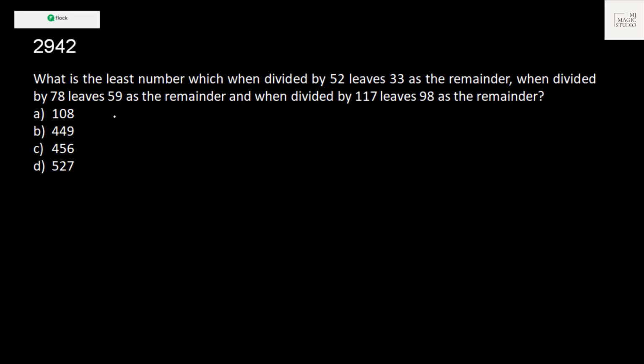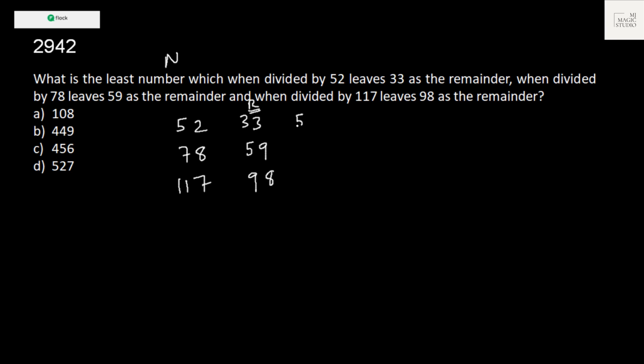Okay, a question from HCF LCM number system. What is the least number which when divided by 52 leaves remainder 33, when divided by 78 leaves remainder 59, and when divided by 117 leaves remainder 98? Here we can see that all remainders are different.